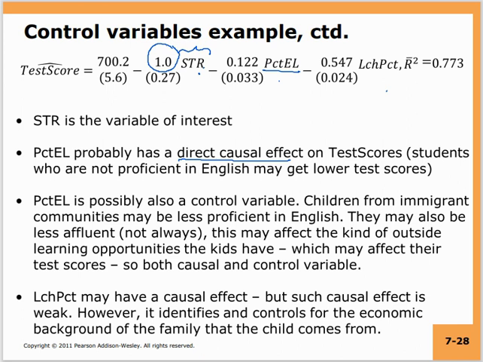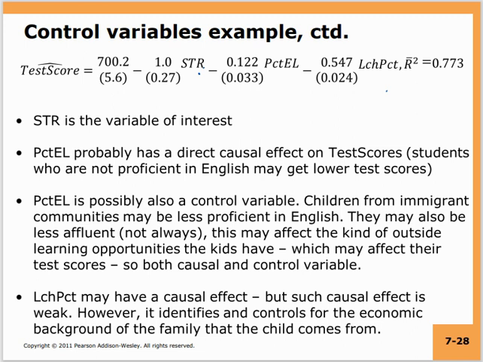Children from immigrant communities may be less proficient in English. They may also be less affluent, but this may not always be true. Depending upon which kind of communities they are coming from, they may come from certain immigrant communities which are more affluent. Then this may affect the kind of outside learning opportunities that the kids have, which may affect their test scores. Now lunch percentage may have a causal effect. The number of students who are getting subsidized lunch may have a causal effect, but lunch in itself may have a lower causal effect.